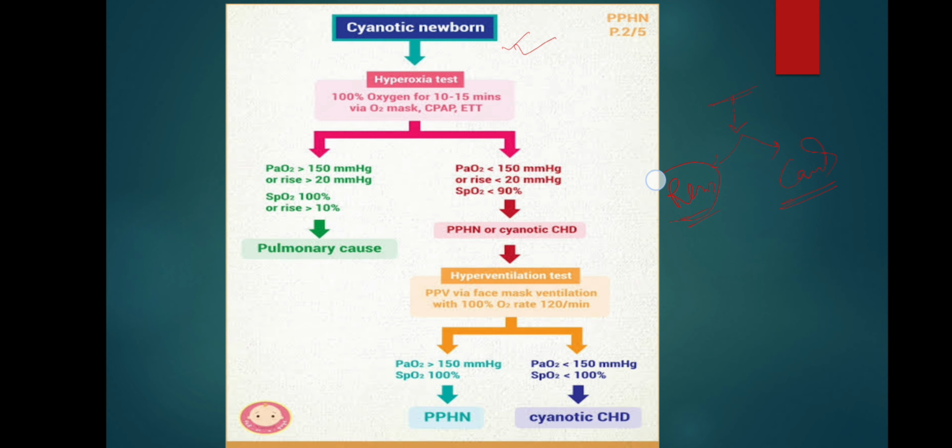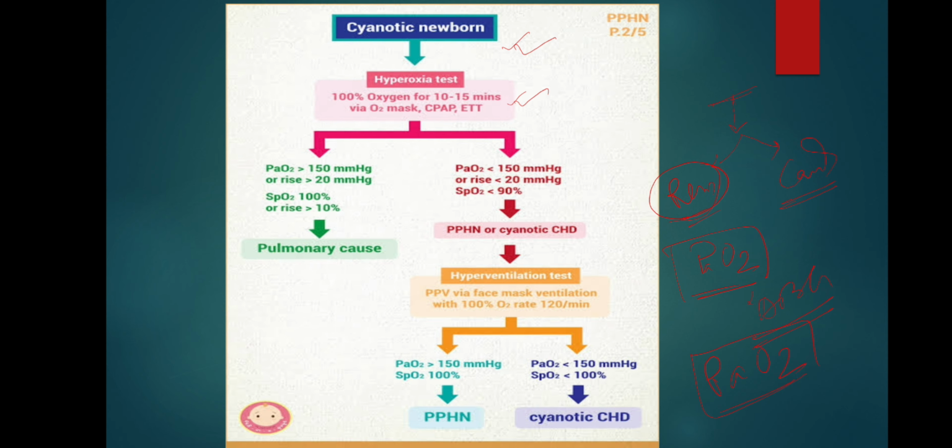We have to take an ABG before giving the oxygen and see the partial pressure of PaO2. After taking the ABG, we give 100% oxygen for 10 minutes, either by oxygen hood, or if the child is on a ventilator, then we give 100% FiO2. After 10 minutes, we again do the ABG and we have to see the PaO2.